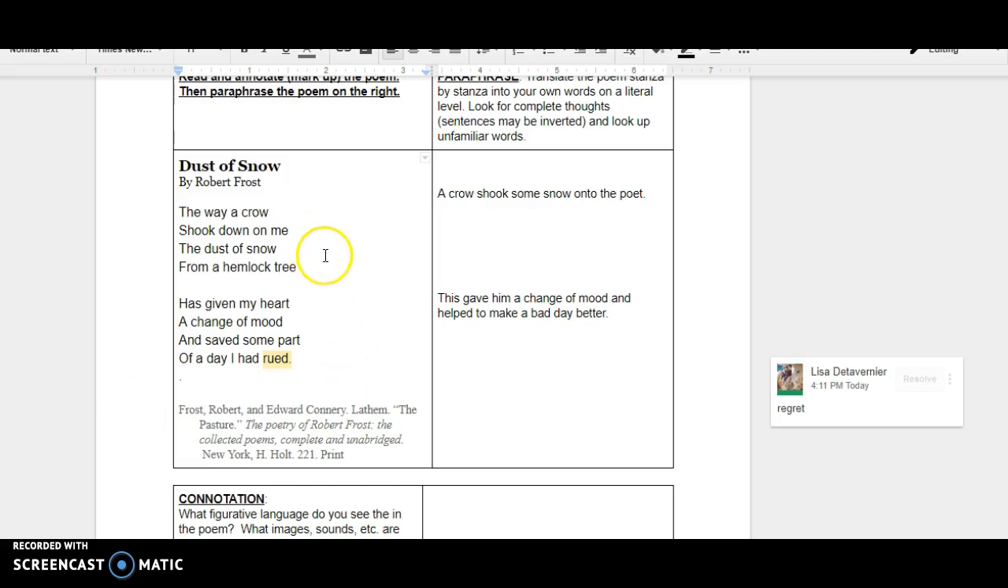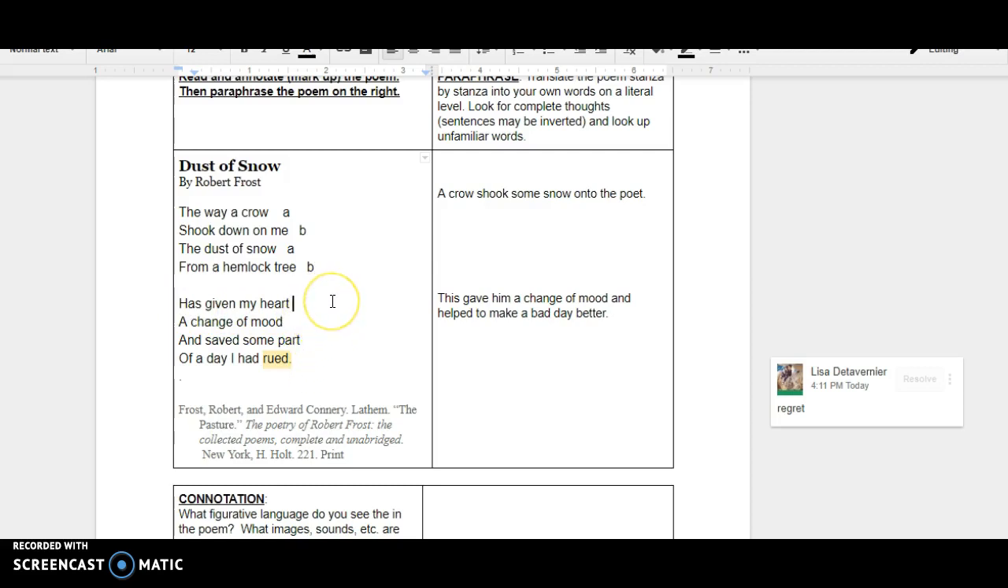Okay, now another thing we can do is we can look at this poem and we can look at how it rhymes. So, the way a crow shook down on me, the dust of snow from a hemlock tree, we see that crow and snow rhyme, and me and tree rhyme. So that would make this an A, B, A, B pattern. And then we have, has given my heart a change of mood and saved some part of a day I had rued.